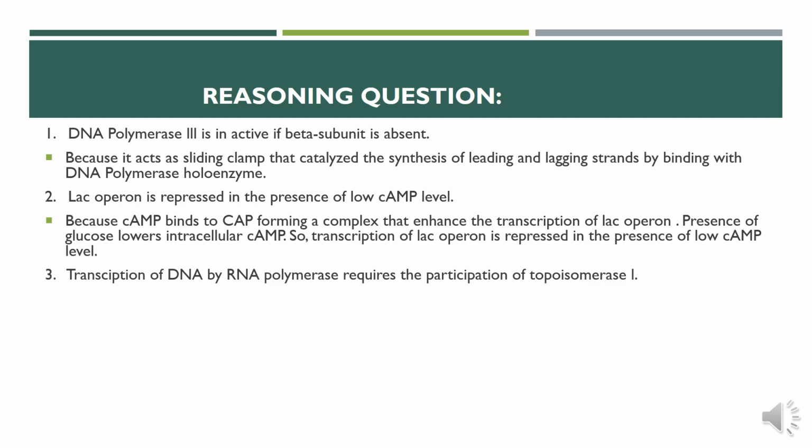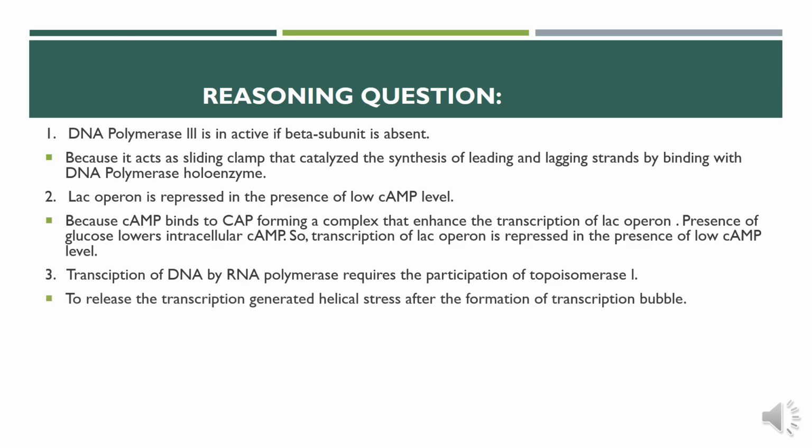Number 3. Transcription of DNA by RNA polymerase requires the participation of topoisomerase 1. Reason is that transcription of DNA by RNA polymerase holoenzyme requires the participation of topoisomerase 1 to release the transcription generated helical stress after the formation of transcription bubble.